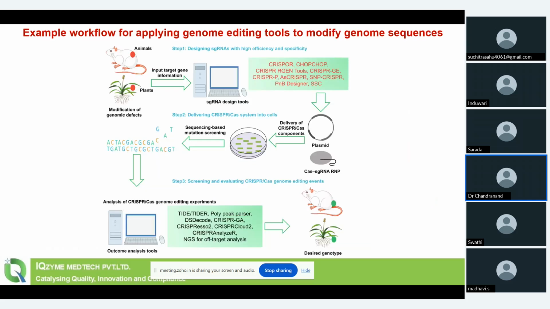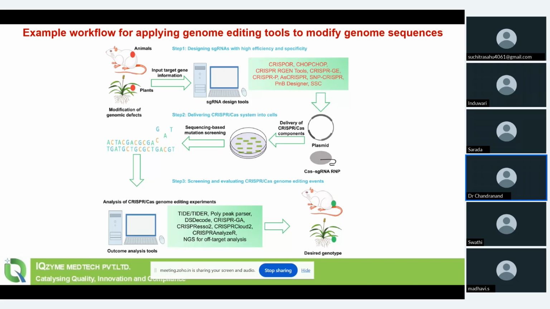So this is briefly a workflow for applying genome editing tools to modify genome sequences. The first step is to design guide RNAs with high efficiency and specificity. These are the tools that are available, like CRISPR-CHOP and others. They need an input target gene, and they work on in silico based designing.